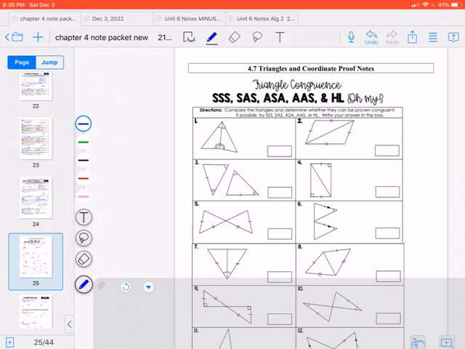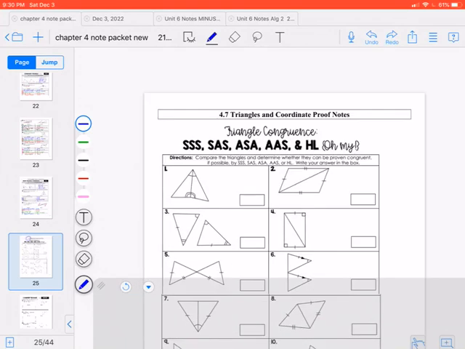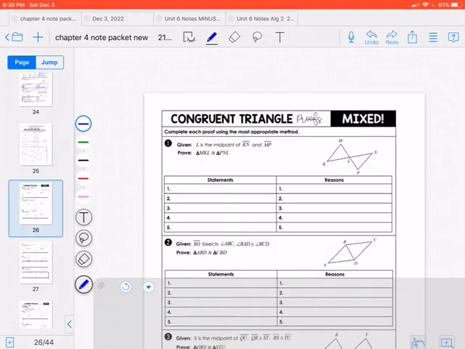Today for 4.7, more proofs on all of our different theorems that we've learned about proving two triangles congruent. Now, from what I understand, this page 25 here, Miss Lauderdale had planned for you guys to work on this one on your own. So I'm not going over that today. I am going to do the proofs that are on the next couple of pages.